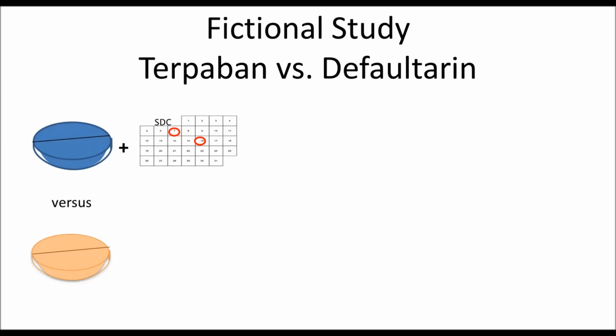Let's take a look at an example together. A fictional study compares the efficacy of terpiban, a fictional target-specific anticoagulant, with the fictional standard of care, defaltrin, which has been used to prevent thrombotic events for many years. In this fictional non-inferiority trial, terpiban 1,500 milligrams daily was compared to defaltrin to prevent stroke in patients with atrial fibrillation. Due to its very significant variability in interpatient response over time, the dose of defaltrin must be adjusted based on lab monitoring using standard defaltrin concentrations, or SDC.